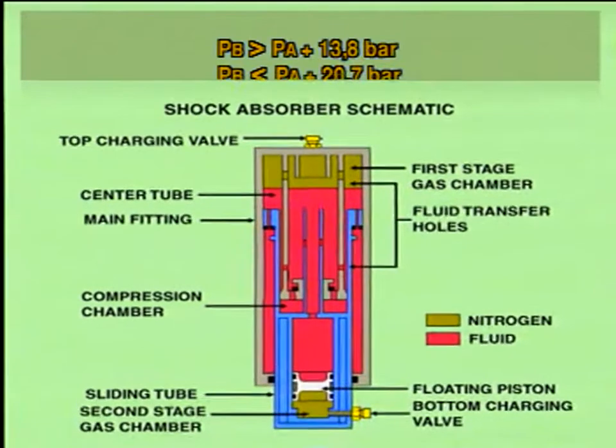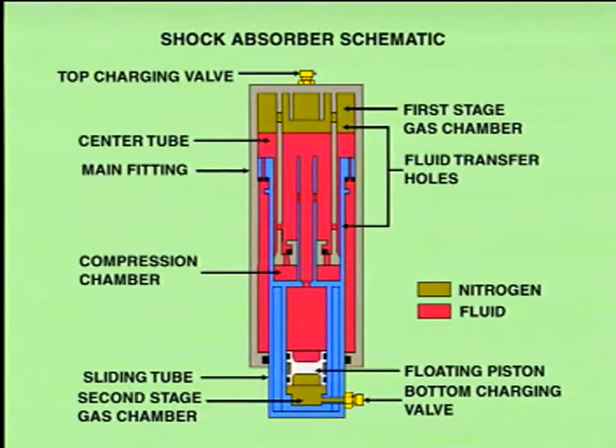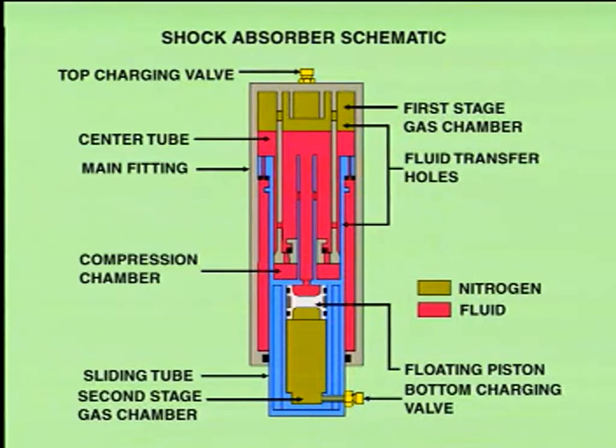The pressure at the bottom charging valve must be between 13.8 and 20.7 bar above the pressure at the top charging valve. This is to ensure that the floating piston is at the top of the bottom chamber, key point in case of restart. To perform this condition, we are going to pressurize the bottom chamber.